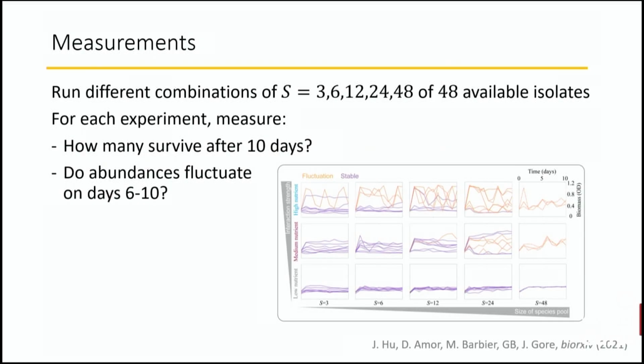Okay, and then they run combinations of 3, 6, 12, 24, 48 species, subsets of species. And for each experiment, which runs for 10 days, 11 days, they ask how many species survive at the end, and do abundances fluctuate. So this is the total biomass, and this is the number of species in the original pool of species, and this is the interaction strength, which they can control.